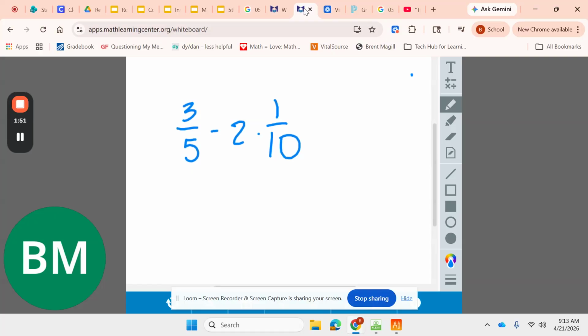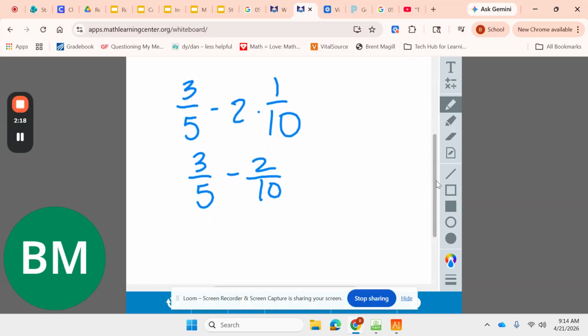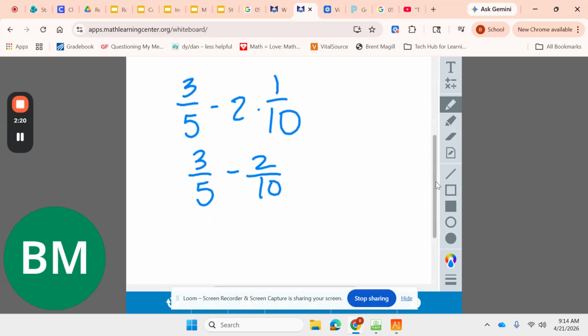So what is 2 times 1/10? Well, it's 2 1/10s. Add those together, and what would you get? Right, you get 2/10. So I would write it below it, and I would show the other step or operation that I need to calculate next. So I have 3/5 subtract 2/10 now. That's the last step. The first one I didn't really need to show work. This one I might need to show work.